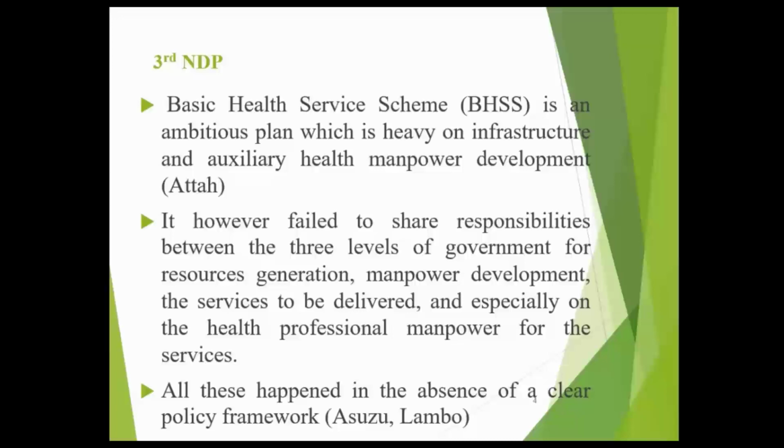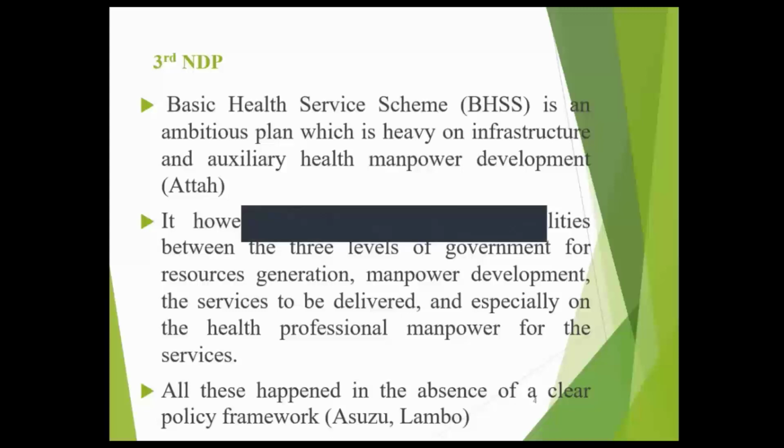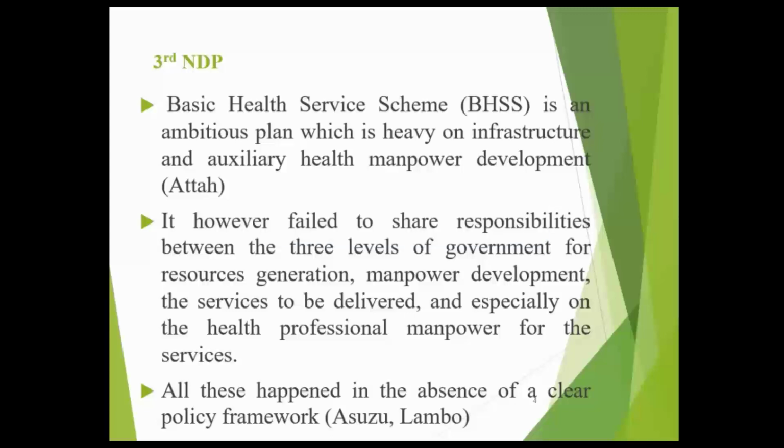However, even though it was supposed to be basic health service, the planning was too ambitious, with heavy dependence on infrastructure that was not available, and health manpower that was also not available. The third National Development Plan failed to share responsibilities between the three levels of government for resource generation, manpower development, the various services to be delivered, and especially the health professional manpower for the services. And this all happened in the absence of a clear policy framework. In terms of development, once a plan is made that is not backed by policy, it means that implementation will at best be fragmented. At worst, there will be no implementation at all.